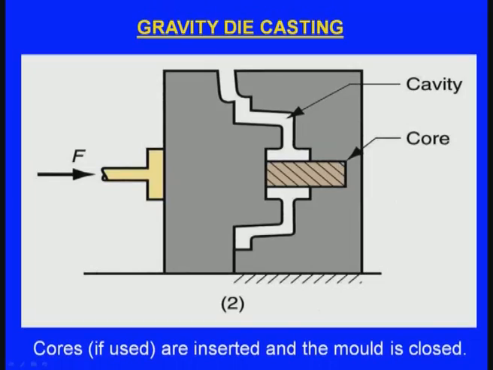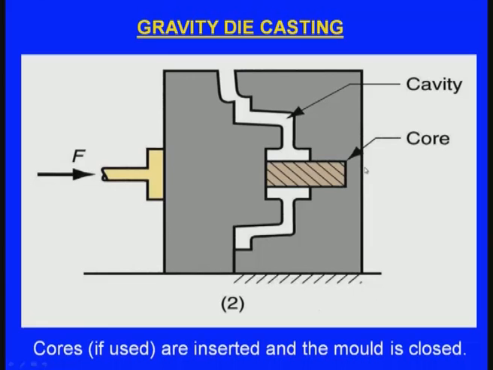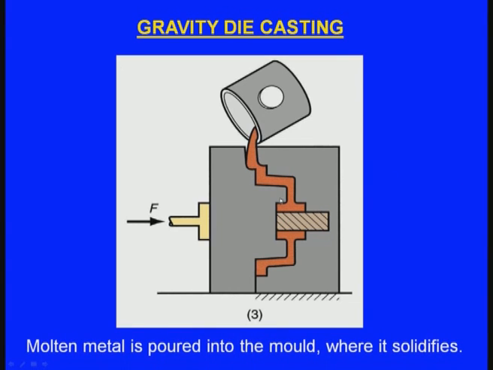Now, if we want a recess inside the casting, we can place a core. So, this is a core. Cores, if used, are inserted and the mold is fully closed. Then the die will be fully closed. Again you see here pressure will be applied, so the two dies will be closed fully. Here you can see the dies are fully closed and there is no gap between the fixed mold and the movable mold.